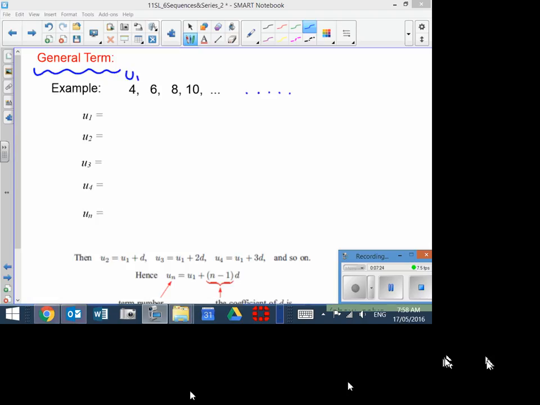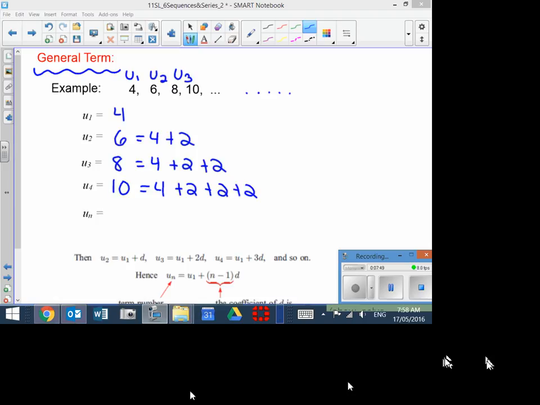So your u sub 1 is 4. Let's go ahead and look at the relationship to u sub 2. So u sub 2 is 6, which is really just coming from 4 plus 2. U sub 3 is 8, which is coming from 4 plus 2 twice. U sub 4 is 10, which is coming from 4 plus 2 plus 2 plus 2, 3 times now, because I'm now on the 4th term.